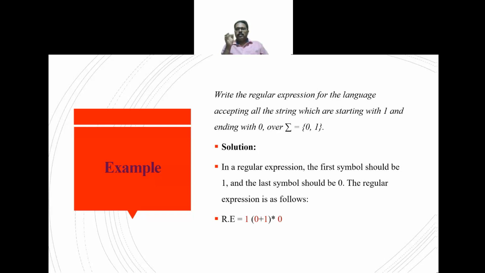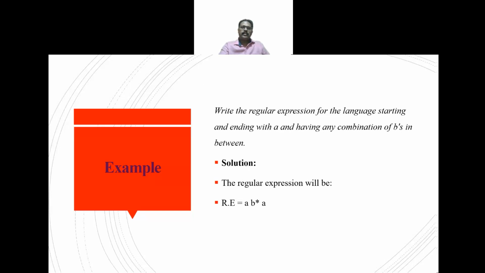So it can be 10, 110, 100, etc. Any combination, but the start symbol must be 1 and the end must be 0. In between, 0 or more occurrences of zeros and ones can be obtained. In a regular expression, the first symbol should be 1 and the last symbol should be 0. Then the regular expression will be 1 (0+1)* 0. Then move to the next example.